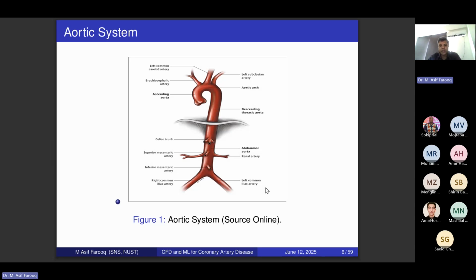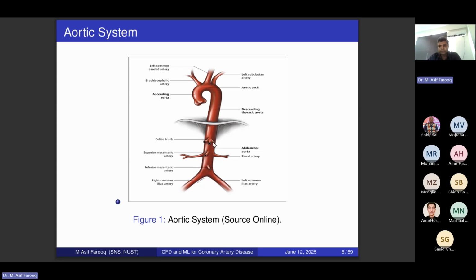You can see that here we have a diaphragm, and above we have the thoracic aorta, and below we have the abdominal aorta.